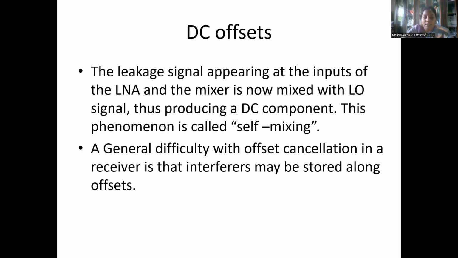Next, DC offsets. In a direct conversion receiver, some of the local oscillator signal leaks into the input and mixer and mixes with itself. This causes an unwanted DC signal called self-mixing.